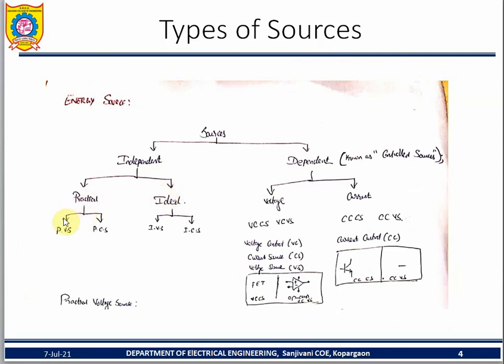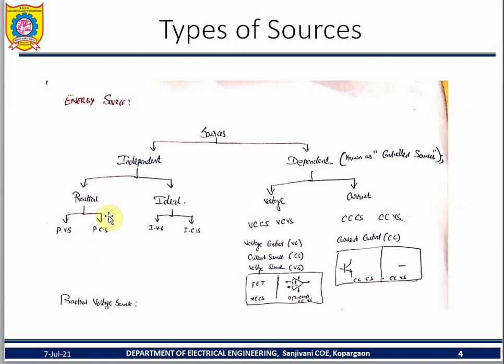The practical source and ideal source are also each classified into two: voltage source and current source. Practical voltage source, practical current source, ideal voltage source, ideal current source. Like that, they are classified.